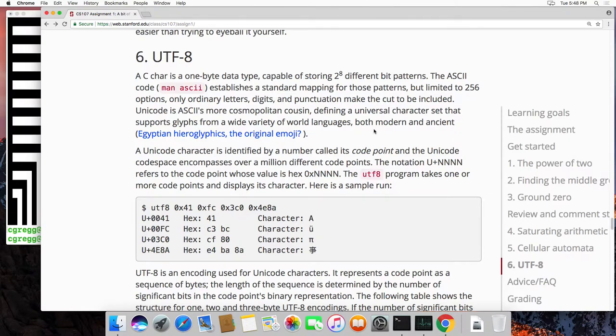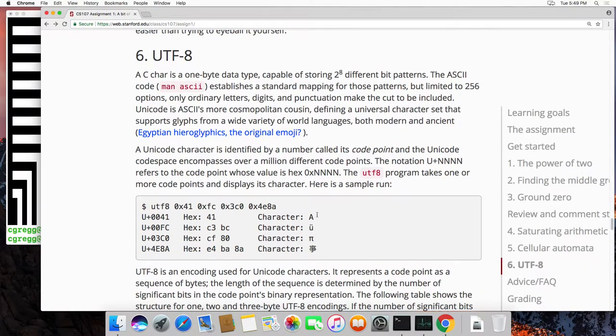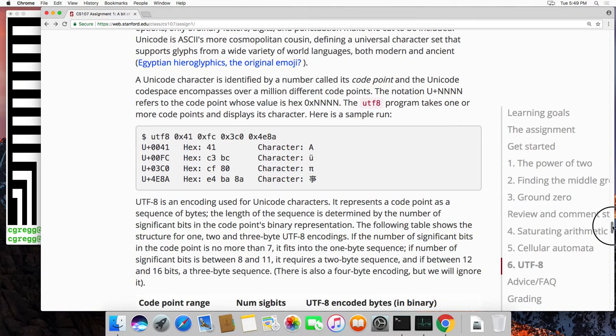Now, C strings don't normally hold these directly, but printf can actually use them if the bytes are lined up appropriately to represent this UTF-8 code. What you have is this thing called a code point. There's over a million different code points, and the code point is represented by this hexadecimal number here that in this case is 4 digits long.